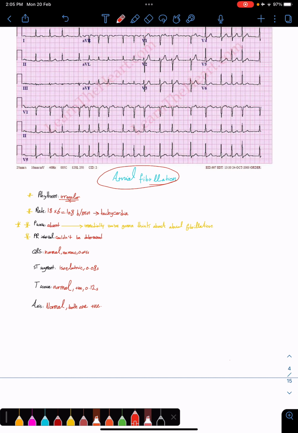What do we mean by atrial fibrillation? Atrial fibrillation means when the atrium is beating so fast. So this is what it means.